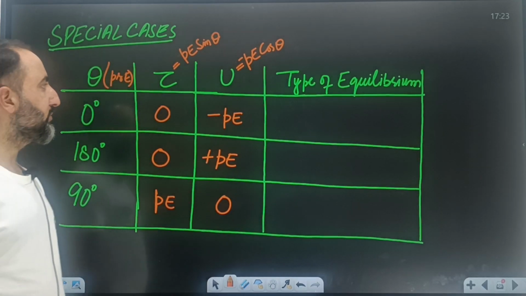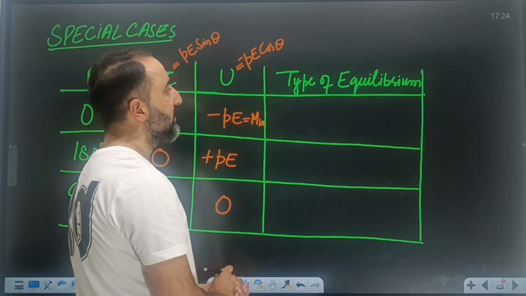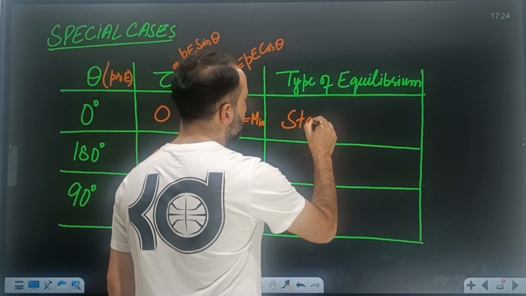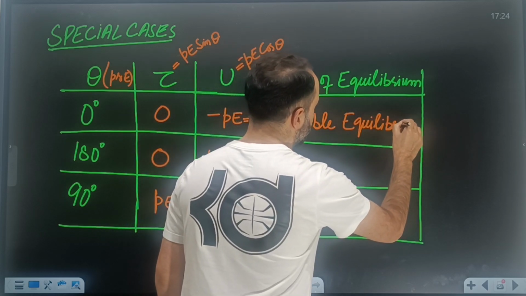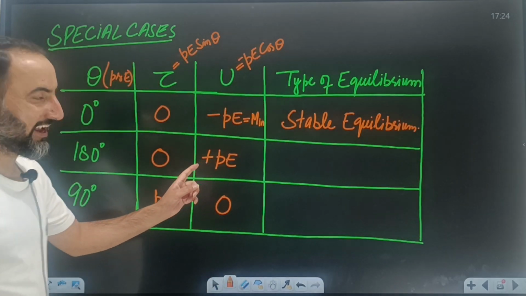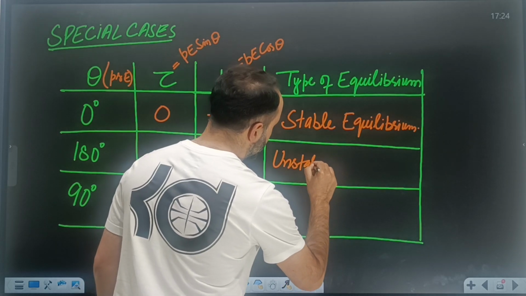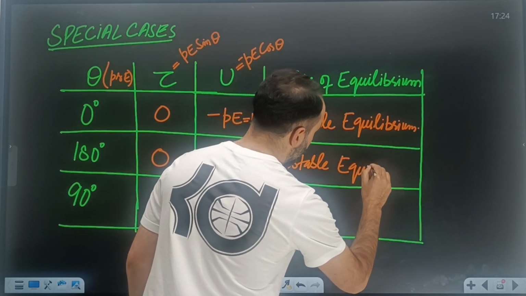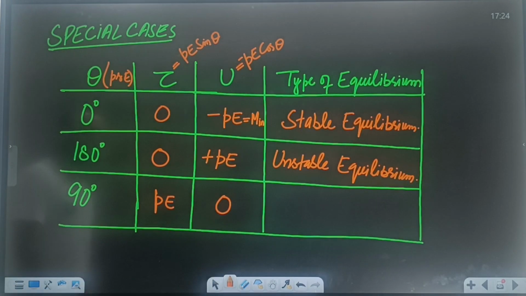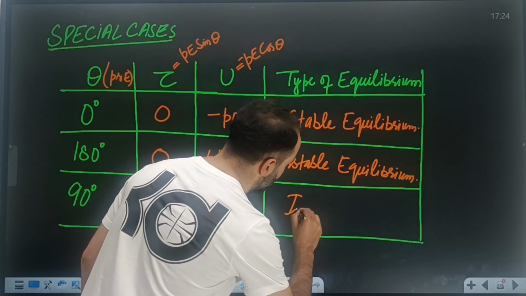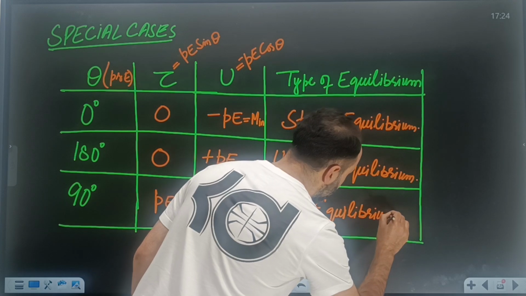Then the type of equilibrium. When the potential energy is minimum, then the dipole is in stable equilibrium. When the potential energy is maximum and the torque is equal to 0, then we say that the dipole is in unstable equilibrium. And in case number 3, when the angle is 90 degrees, you see that the torque is not equal to 0, which means that it is not in equilibrium.